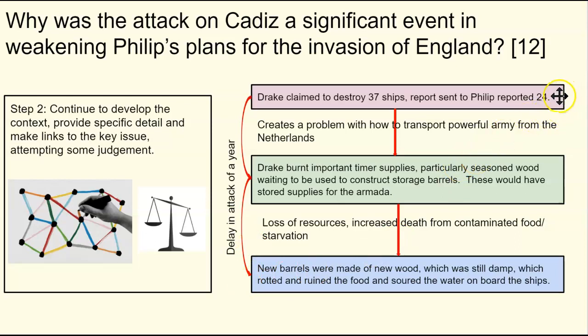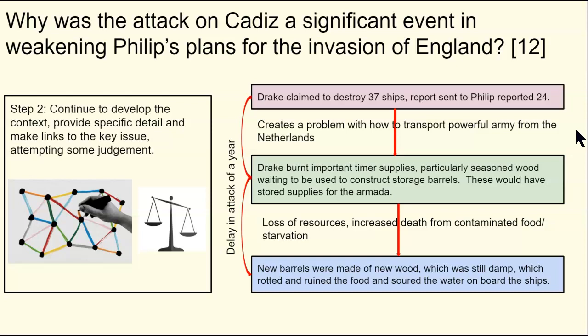You can then link these first 2 points, so about Drake destroying the ships and about destroying the supplies. And a link that I've put here is that this creates a problem for how to transport that powerful army from the Netherlands that we spoke about in point 1. Now, the reason this creates a problem is that ships are destroyed, they have to be remade. This limits the amount of the army that can be transported.